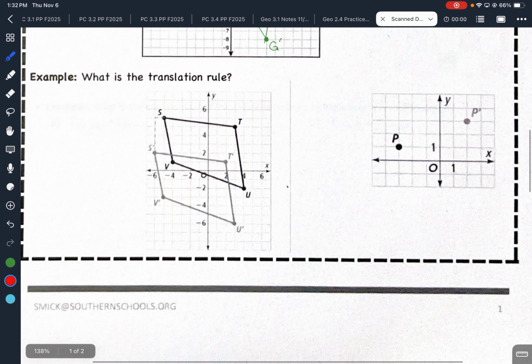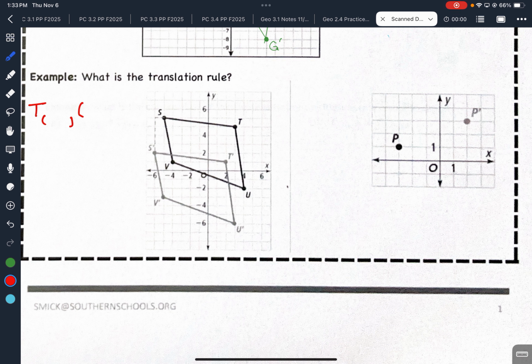So it's obviously a translation, not a reflection. Yes? Because if it was a reflection, it'd be flipped. So translation of, we're going to figure this out, well, this isn't a triangle, it's a quadrilateral. So that would just be STUV.